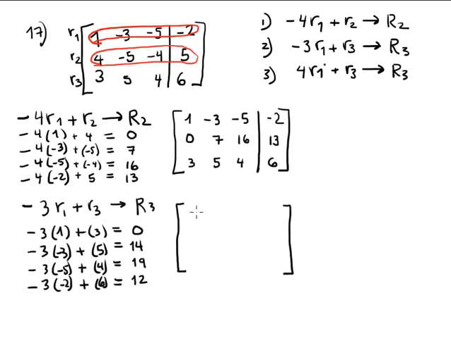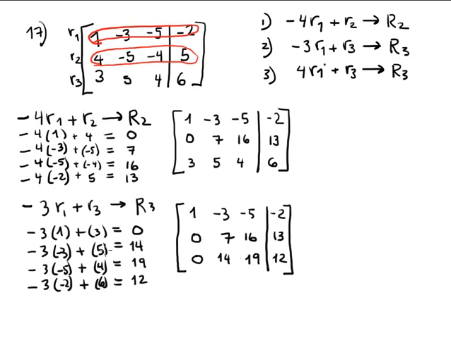And this new information I store in row number 3. So number 1 stays the same, number 2 stays the same, but number 3 changes. Now it's 0, 14, 19, and 12.